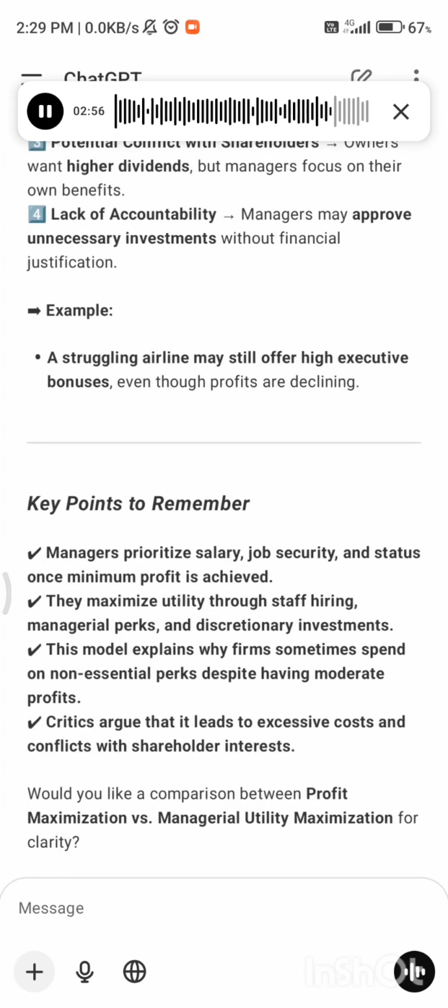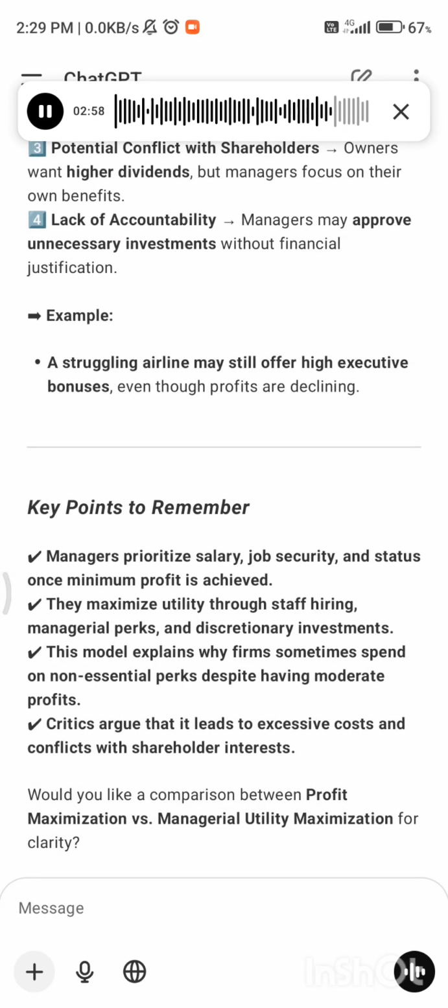Key points to remember: managers prioritize salary, job security, and status once minimum profit is achieved. They maximize utility through staff hiring, managerial perks, and discretionary investments. This model explains why firms sometimes spend on non-essential perks despite having moderate profits. Critics argue that it leads to excessive costs and conflicts with shareholder interests.